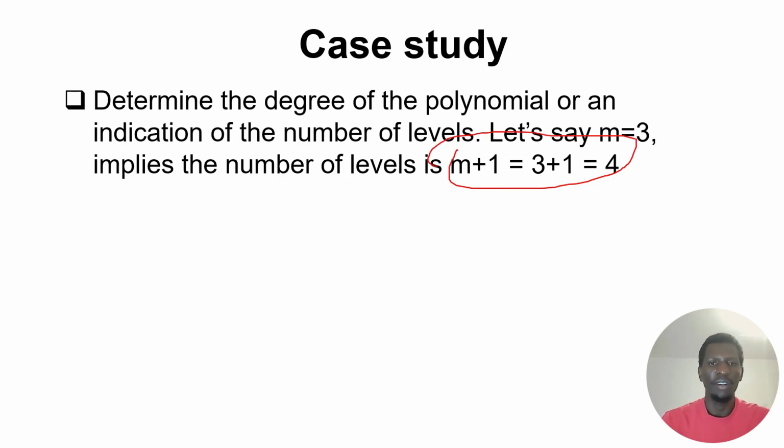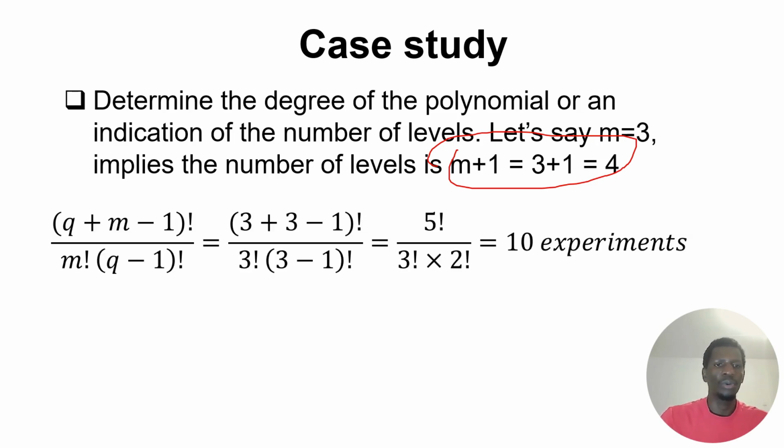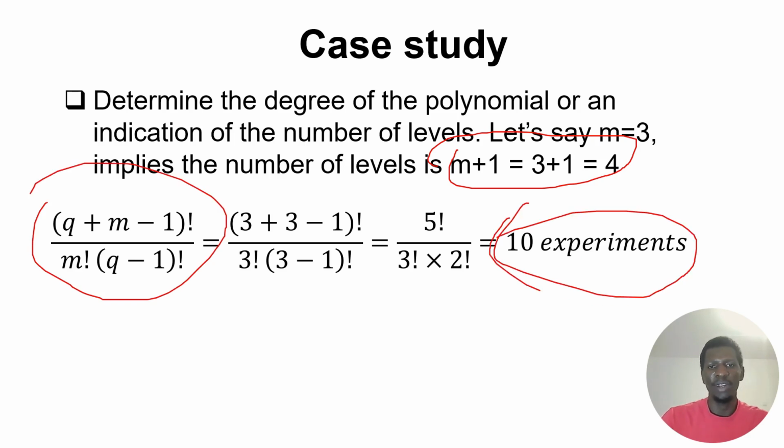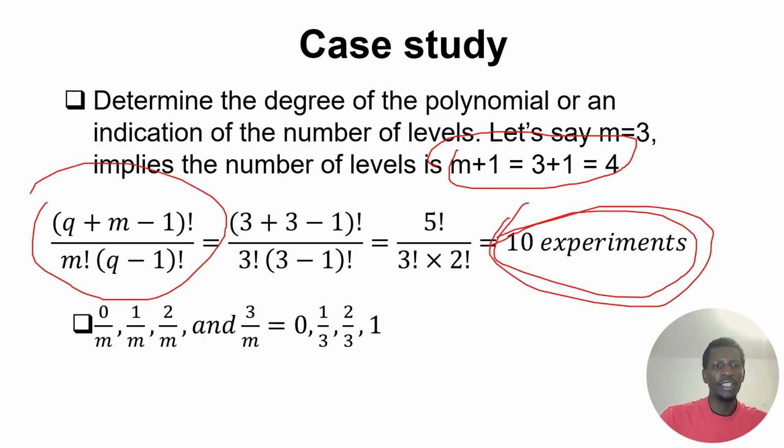After knowing the number of levels, we need to go ahead and determine how many experiments we actually need to conduct using these 3 factors at 4 levels. So the number of experiments will be equal to 10 experiments. The next thing to do is to know, okay, we have to conduct these experiments at 4 levels. We need 10 experiments. So what are the specific levels?